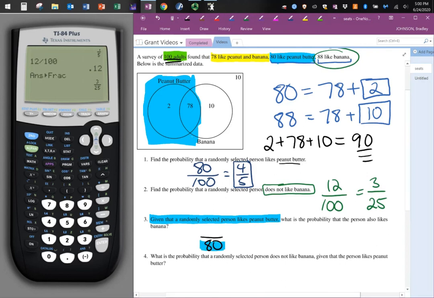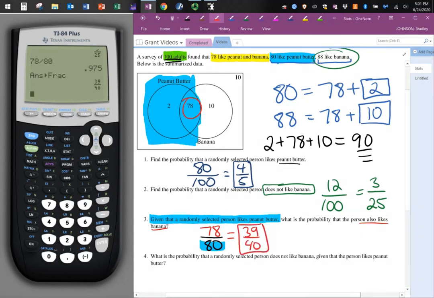Now, of those 80, what is the probability that the person also likes banana? Well, that person would be in that overlap, right? That would be the 78 that like both peanut butter and banana. So 78 out of 80 would be the probability here. So 78 divided by 80. I can simplify that to 39 out of 40 would be my simplified fraction.